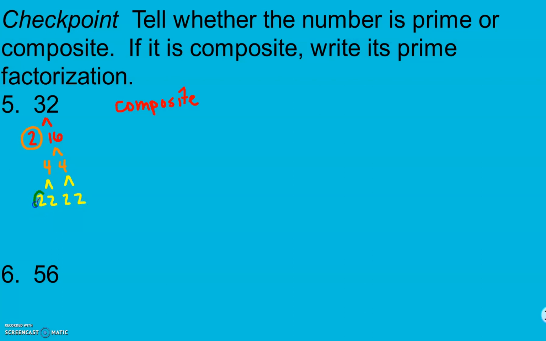2 is prime, just 1 times 2. So, to write my prime factorization here, I have a 2 times 2 times 2 times 2 times 2, which I can simplify to be 2 to the 1, 2, 3, 4, 5, 5th power.